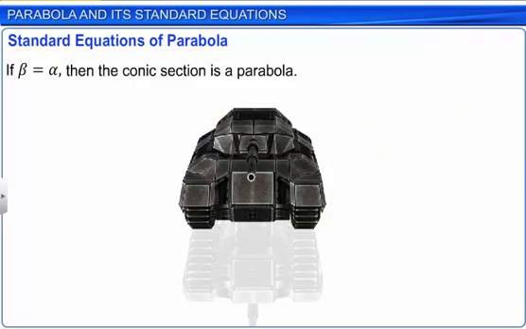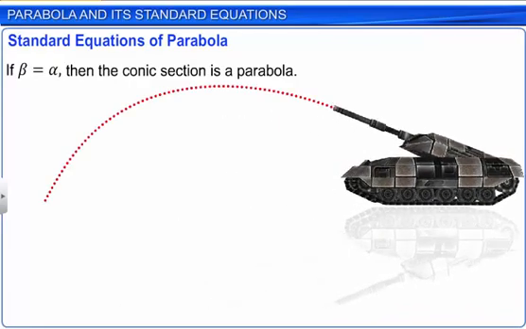If you throw a solid object in the air at an angle to the ground, the trajectory of the object is a parabola.